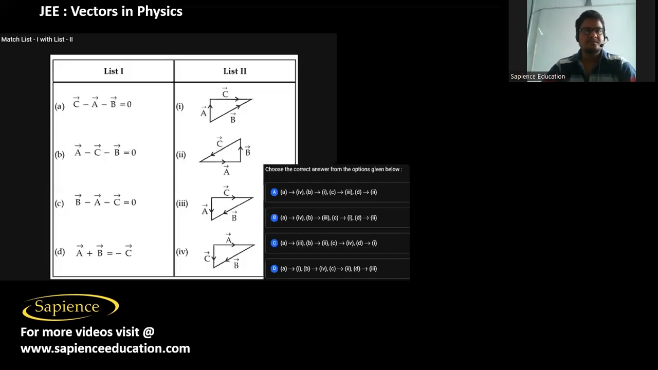Then here it is told, so we have to match the following. So C vector minus A vector minus B vector equal to 0. So here it means that C vector, for option A, is C vector equal to A vector plus B vector. So C vector should be the resultant of A and B. C vector is the resultant of A and B.